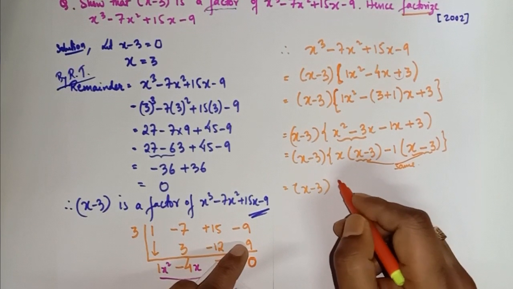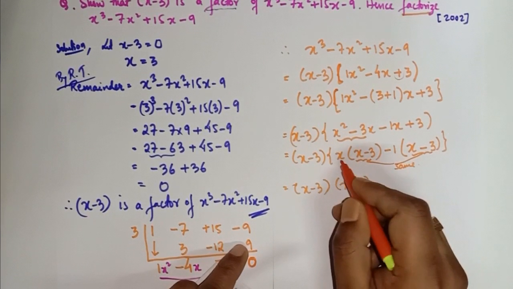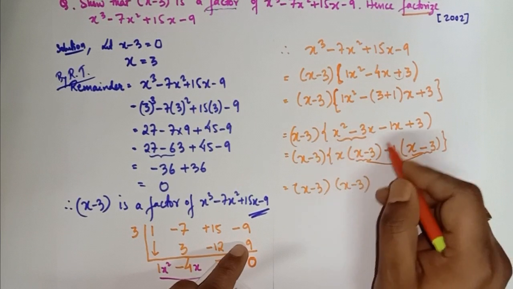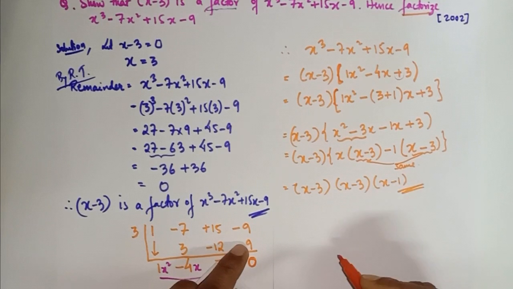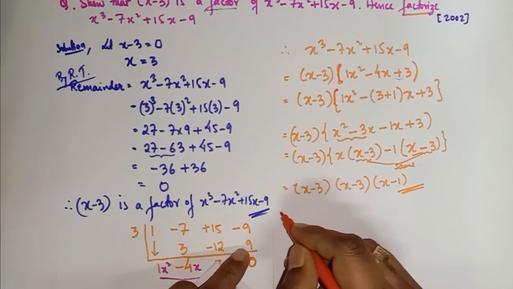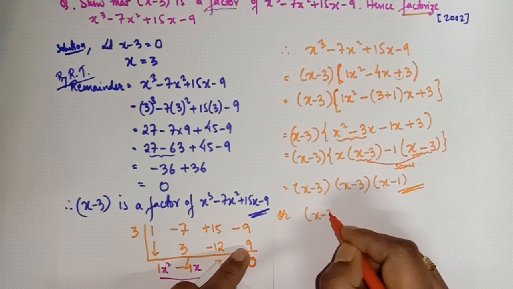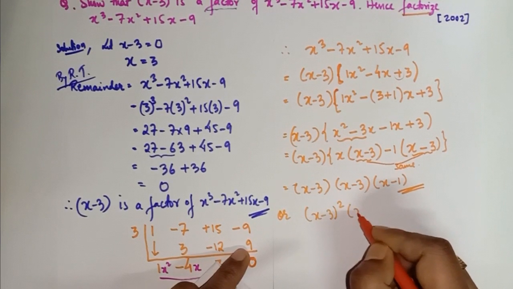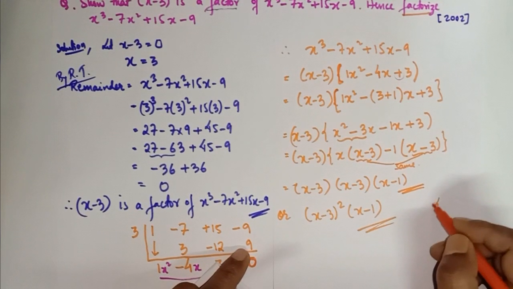So what can I do here? x minus 3 you will take common. x minus 3 common. Now what is left here? x and minus 1. So you'll write x minus 1 in another bracket. So this is your answer. Or you can write this as, since x minus 3 is two times, x minus 3 whole square and x minus 1. So this is your final answer, and it carries 4 marks.